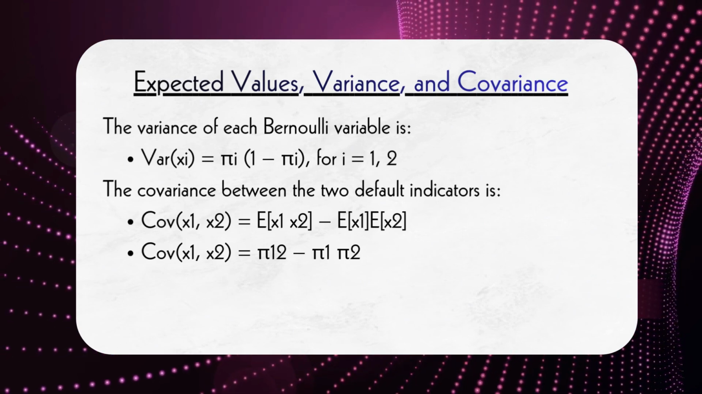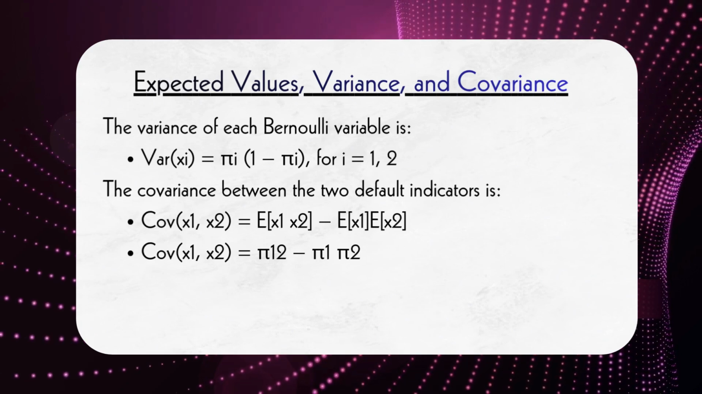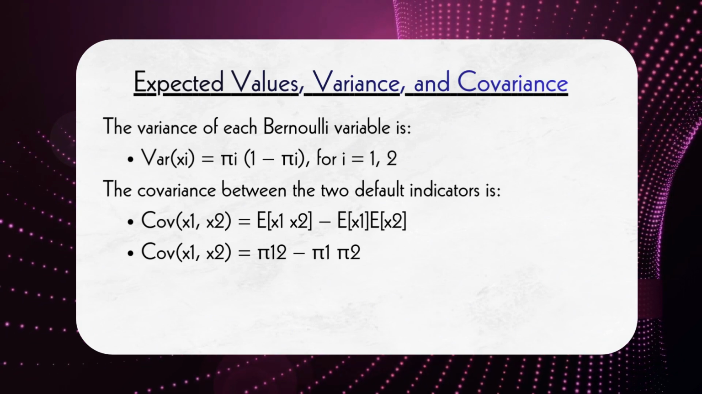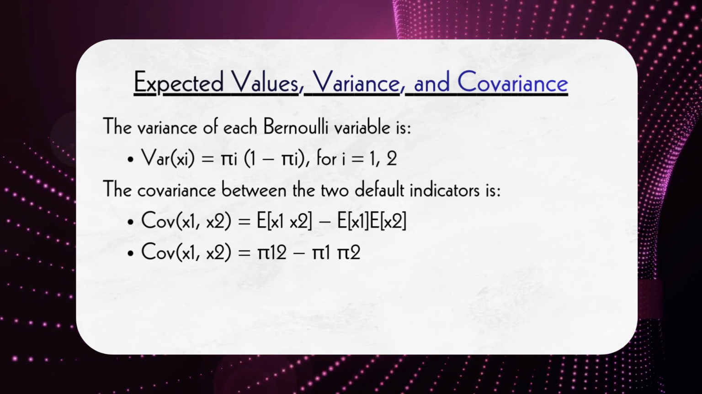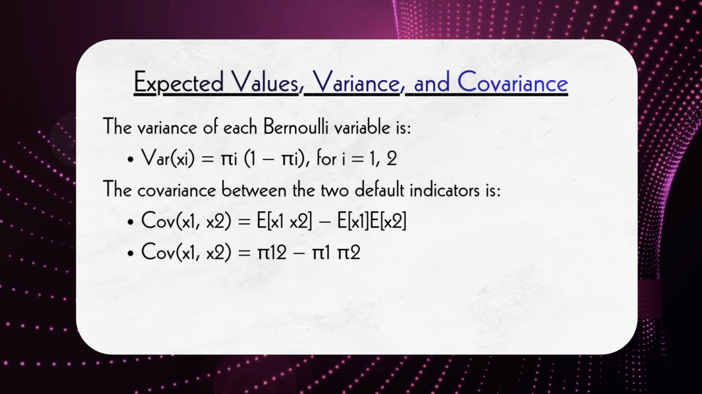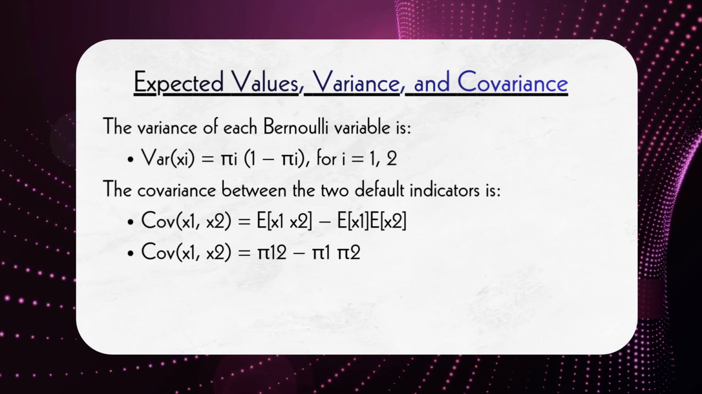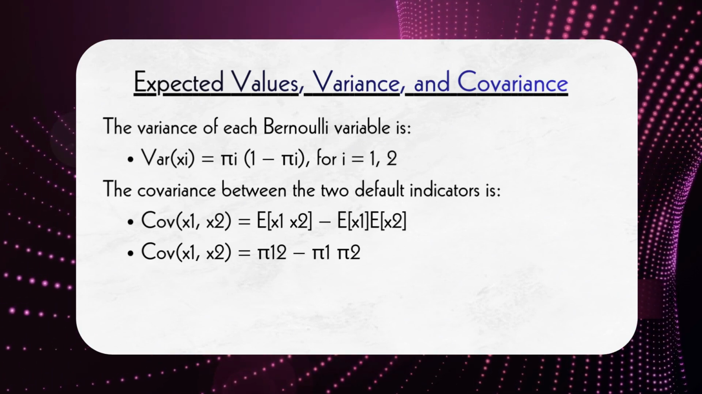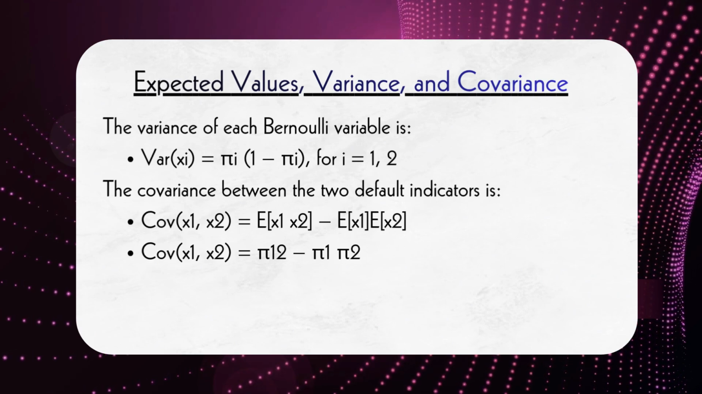Next, we calculate covariance, which measures how the defaults move together. Covariance is given by E[x1 x2] minus E[x1] multiplied by E[x2]. This simplifies to pi12 minus pi1 multiplied by pi2.